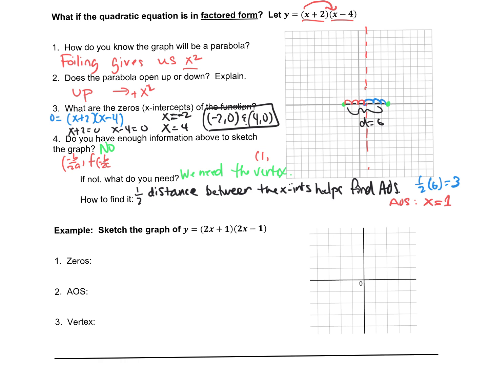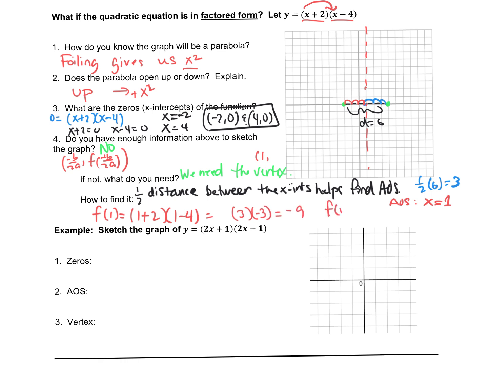Well, our negative b over 2a is 1. So we want to substitute the 1 in there. So I'm going to have f of 1 equals, in place of my x value, I'll put a 1. So I have 1 plus 2 times a 1 minus 4 from the original equation. So that gives me a 3 times a negative 3, which equals negative 9.